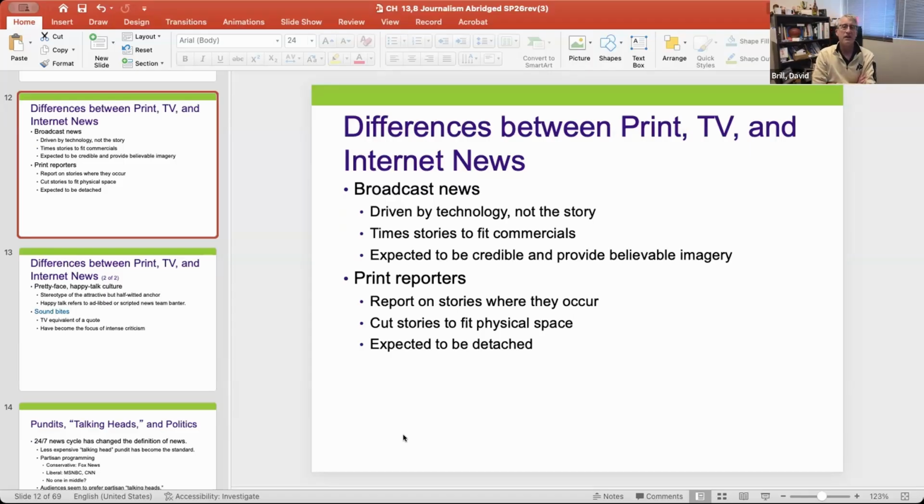Okay, let's talk about the differences between print, television, and internet news, or digital for that matter. Basically, when you're watching broadcast news, whether it be on cable news or on your local channel 7 or channel 4, it's oftentimes driven by the technology, not the story. I'm not saying that they're not obviously interested in giving you news and information, but they have a fascination with technology. How quick can we get you the story? How cool can we make it look? How cool can we package it? That's very much something that is in the broadcast realm.